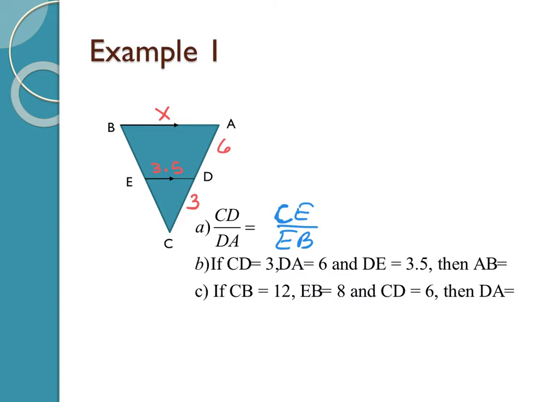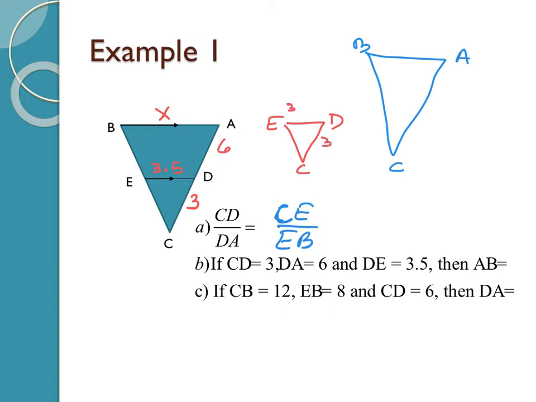Now, remember, these are similar triangles. So again, if I pull them apart, this is the little one, the CDE, and then I have the larger one, ABC. And if I add the numbers in here, this one's 3, 3.5, and then this side I can find by adding the 6 plus 3, and it's 9.